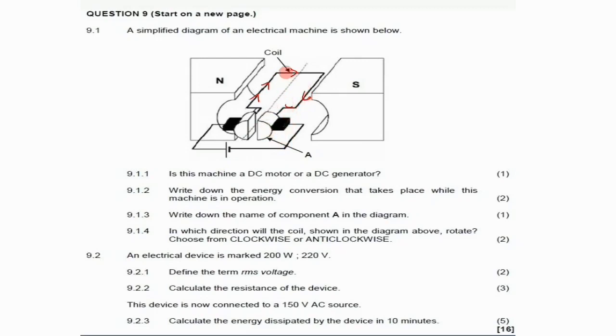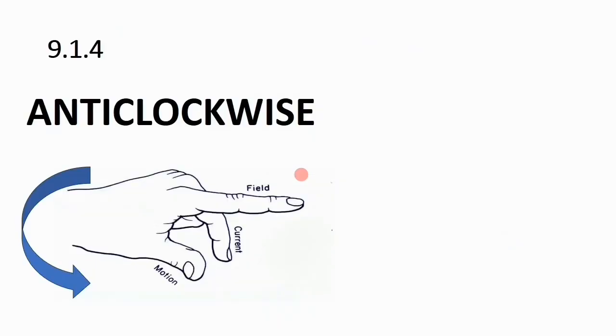And now we already have the direction of the current, and since this is a motor, we know that the rule that we have to apply is the left hand rule. So using the left hand rule to find the direction, whether it is clockwise or anti-clockwise, you would find that it will move in an anti-clockwise direction.